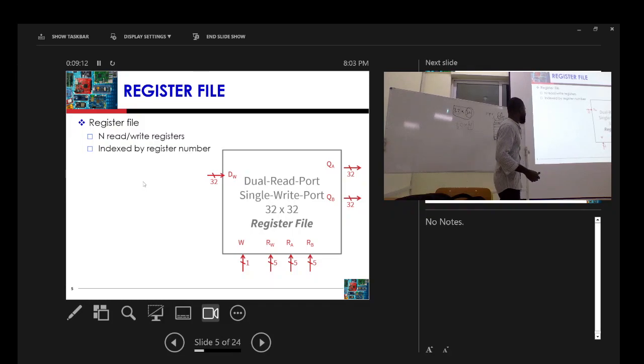The WR is the write address. As I said, to write to this file, I need the write address and then the data itself. Give it the address. The address will now pick out which register to write to, and then give the data and it will be written to that particular register. And the write address is 5 bits. I'm just asking, why is it 5 bits?